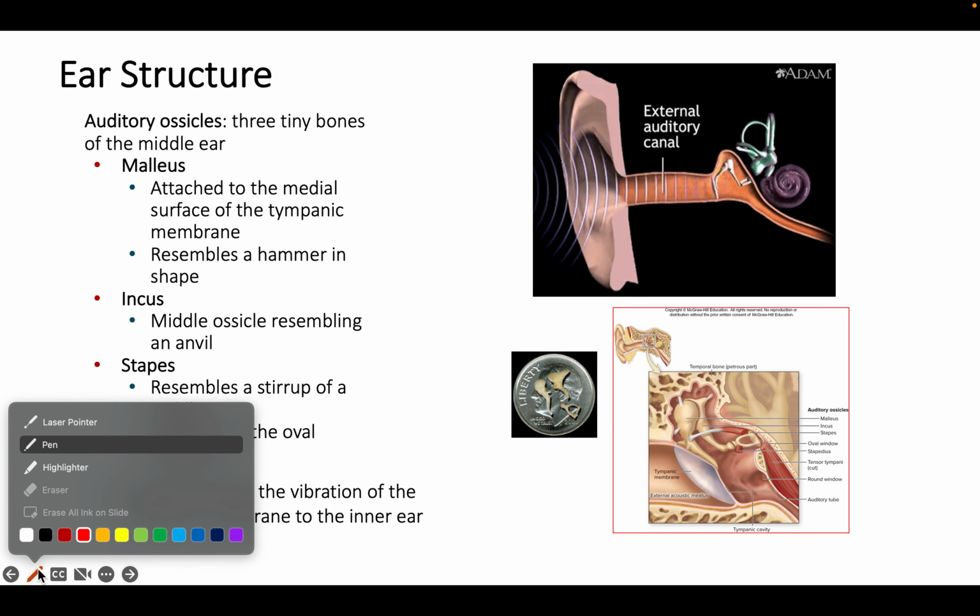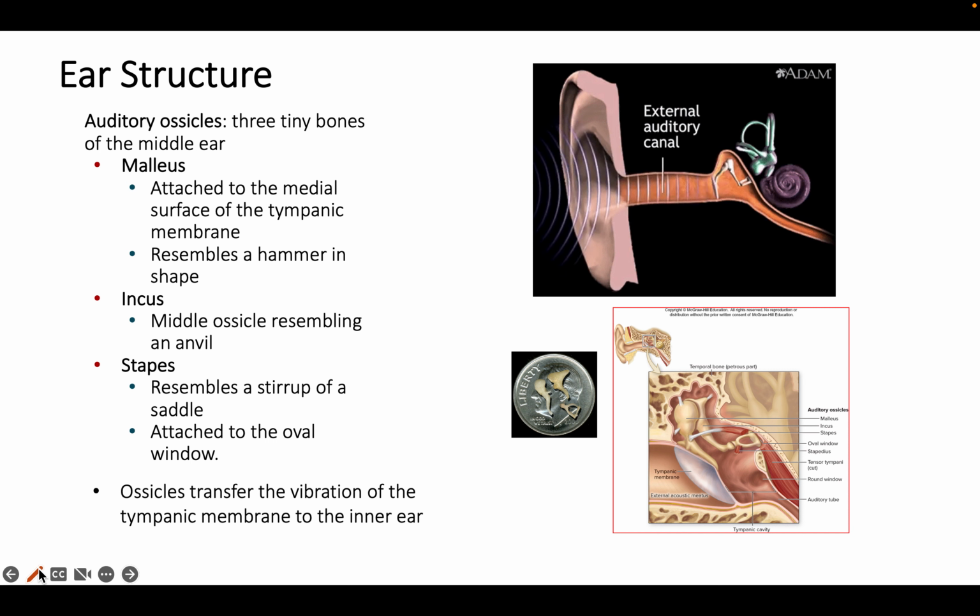All right. So when we look in the middle ear specifically, we see these accessory structures, so these bones here. And these are called the auditory ossicles, and these are the smallest bones in the body. Okay. So we have one known as the malleus, one known as the incus, one known as the stapes. So the malleus we'll start with. This is the first one.